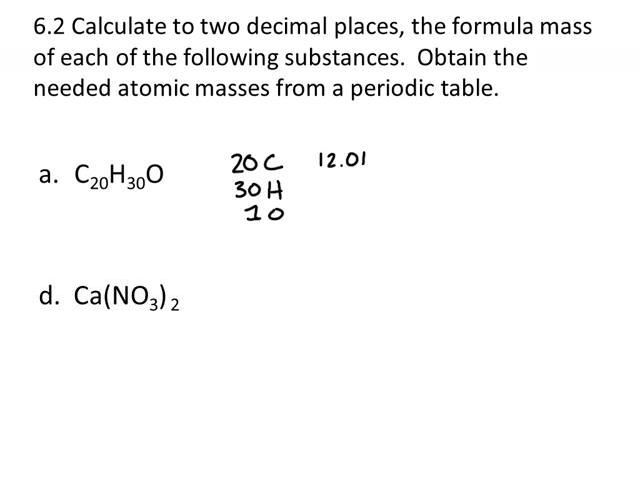So I'm going to take 12.01, which is the mass of 1 carbon atom, and multiply by 20, because there's 20 of them. And then the mass of 1 hydrogen is 1.01, and there are 30 of them, so I'm going to multiply by 30. And the mass of 1 oxygen is 16, and there's only 1, so I just multiply by 1. And then you use your calculator, enter all of these numbers, and add them up. And I get 286.50.